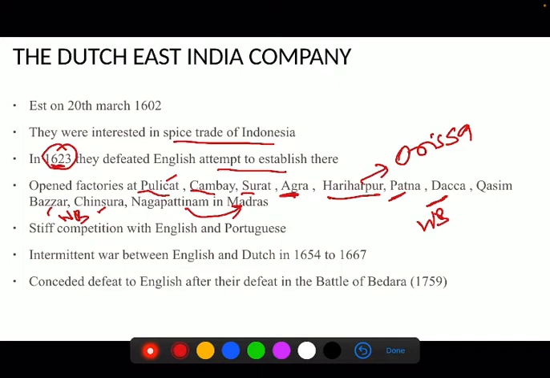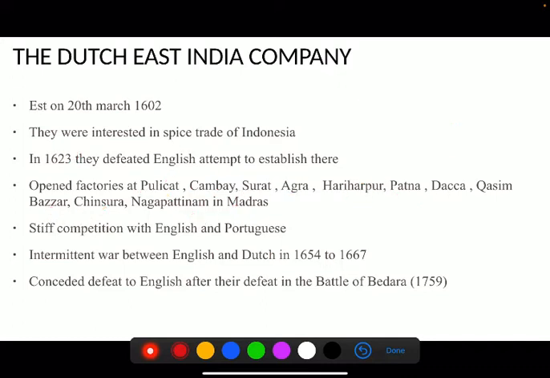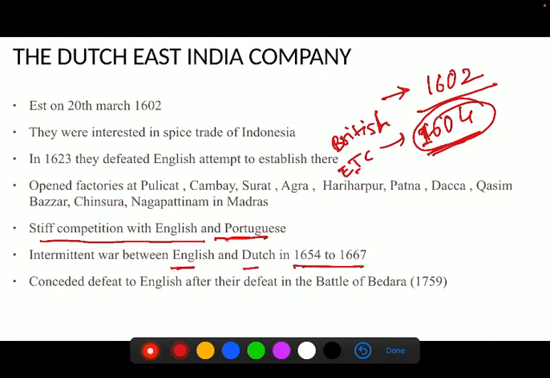What happened to the Dutch further in India? The Dutch got stiff competition with English and Portuguese in India. Also, there was intermittent war between English and Dutch in 1654 to 1667, and finally the British defeated the Dutch in the Battle of Bedara in 1759.